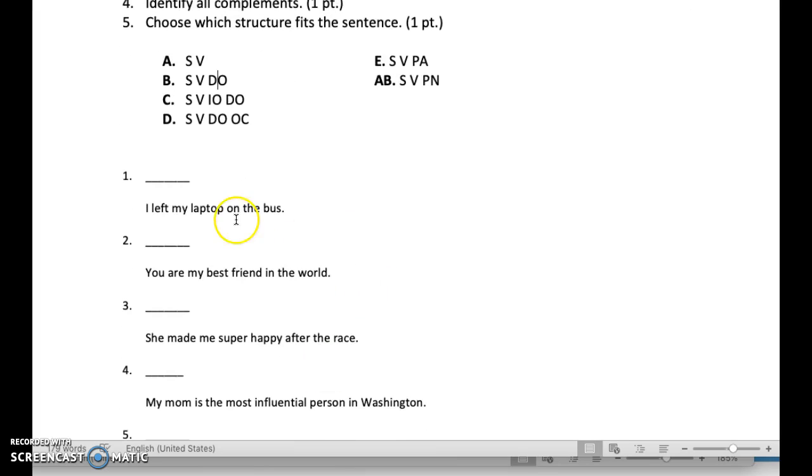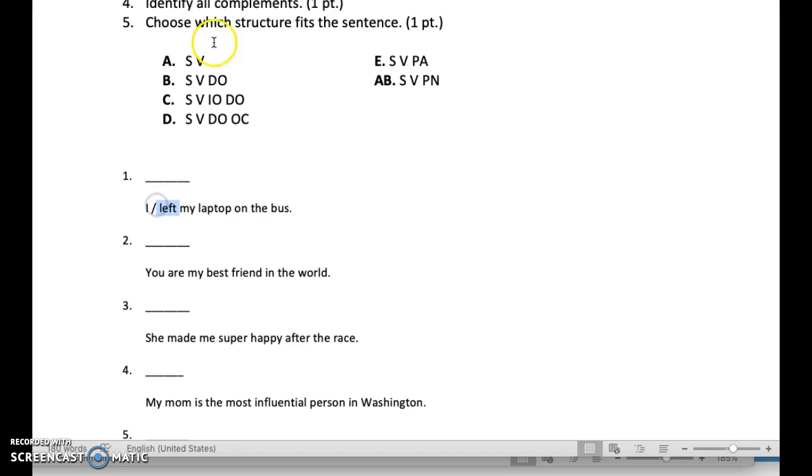So the first thing you want to do is identify the subject. So put a line between the subject and the verb. I'm going to put a line right there. So that defines my subject on one side, and the rest is the predicate. The predicate is everything else outside of the subject.